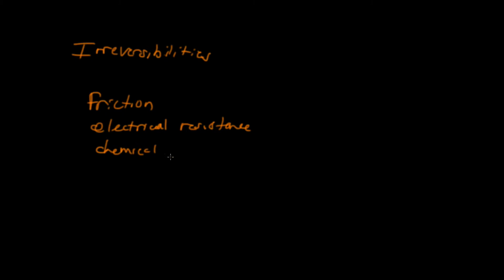Irreversibilities. Okay, now remember, we're talking about entropy here. So if entropy is going to increase, we're going to be talking about things that add randomness to the system. And that's exactly what irreversibilities are. So these include things like friction, electrical resistance, chemical reactions, mixing of two fluids. Okay, so these are some examples of irreversibilities, and there's many more.